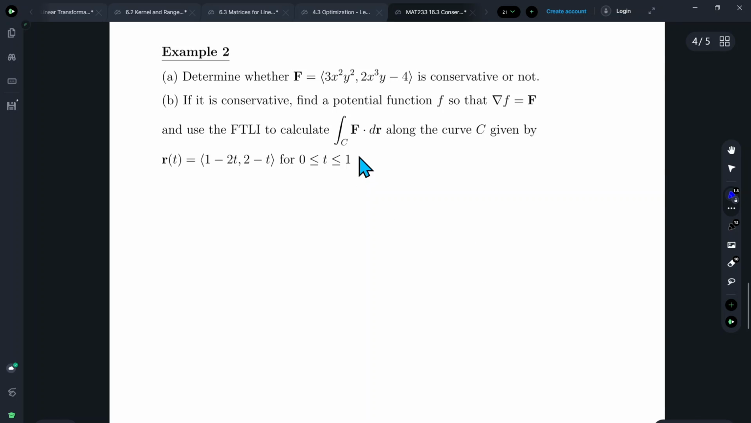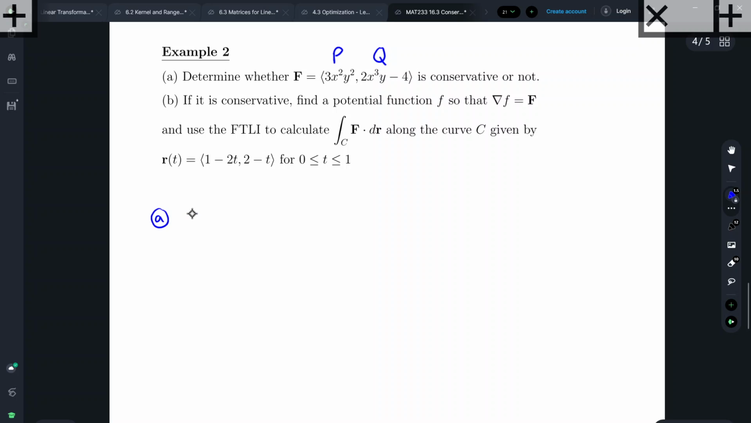Okay, so let's take a look at example 2. We're given this vector field here, so let's label the components P and Q. As a reminder again, the fundamental theorem of line integrals only applies when your vector field is conservative. So what we need to do is verify this vector field is conservative first.